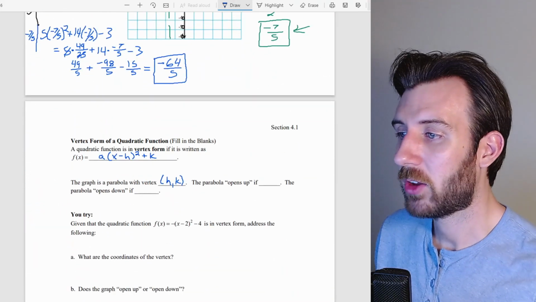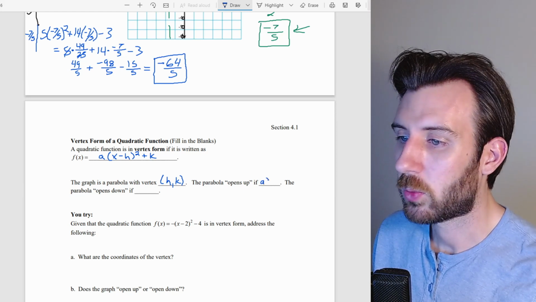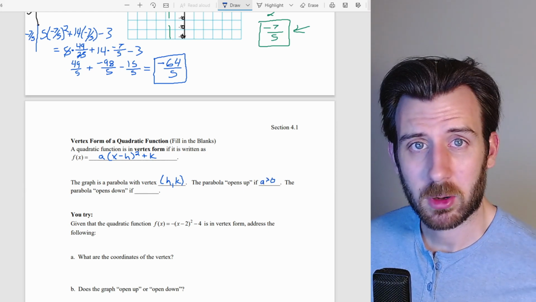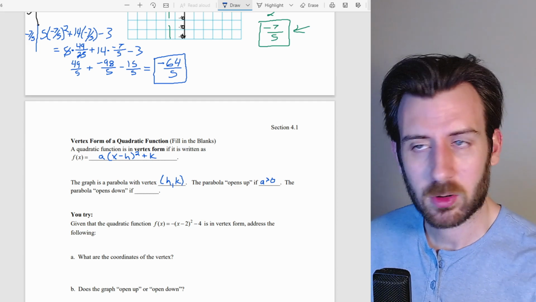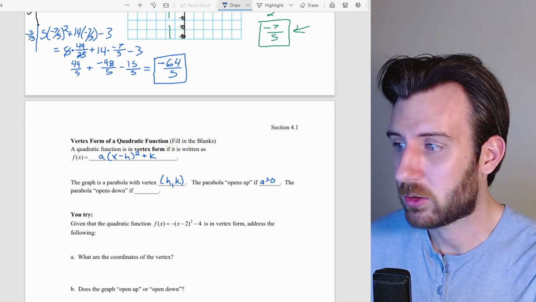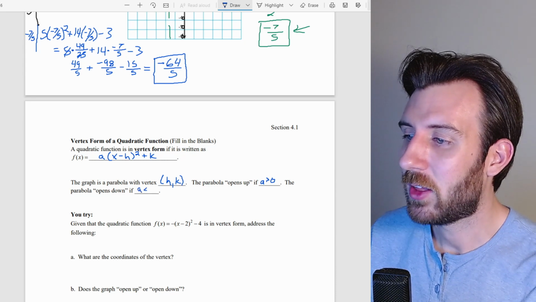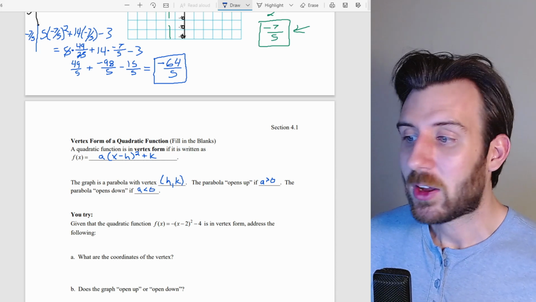And so we'll say it opens up if this a value is greater than 0, if it's a positive number. Again, this should remind us of our transformation of functions discussion: if I'm multiplying something by a number, it just means I'm stretching it vertically. And the parabola opens downwards if this a value in front is less than 0. Okay, so now you try along with that.